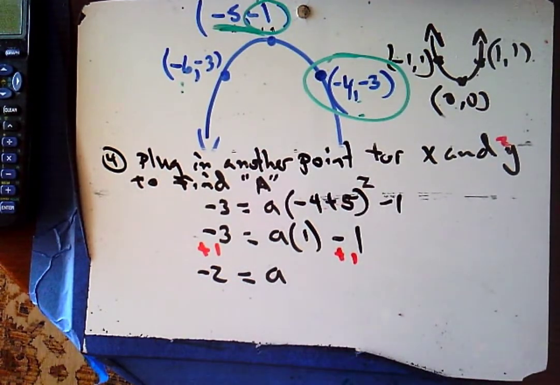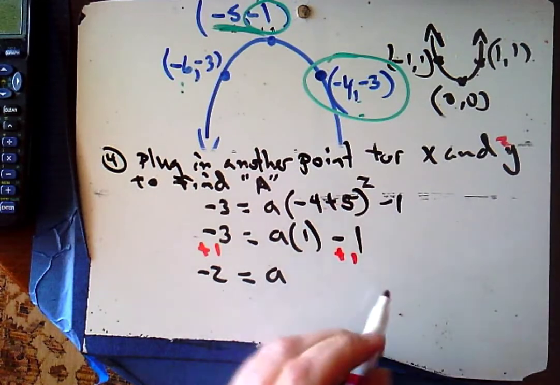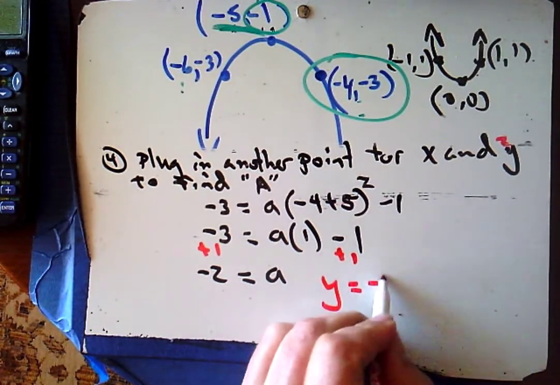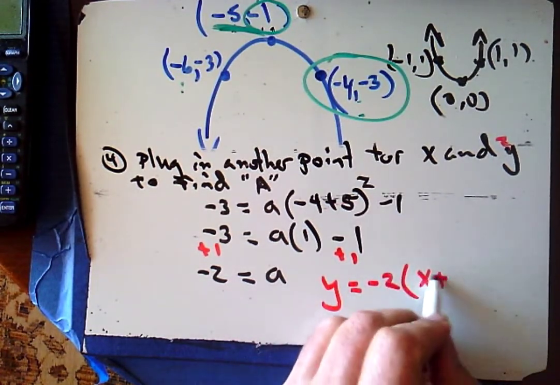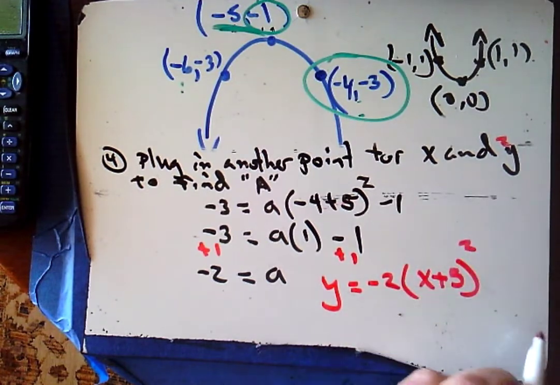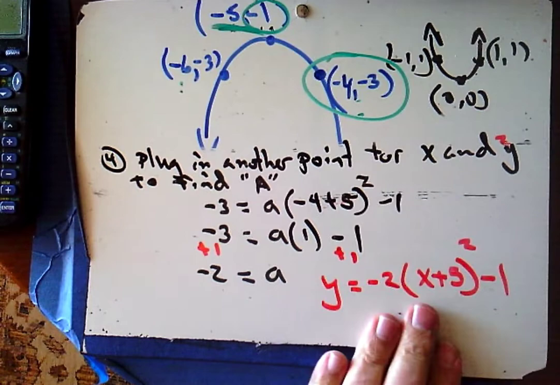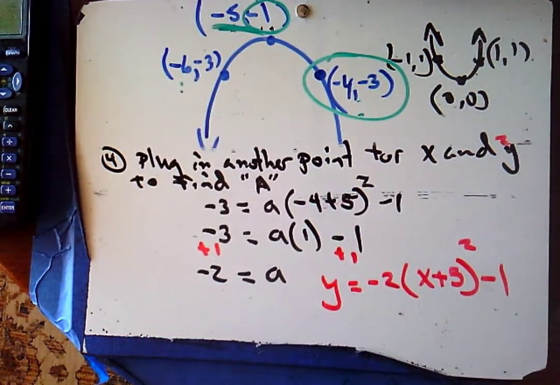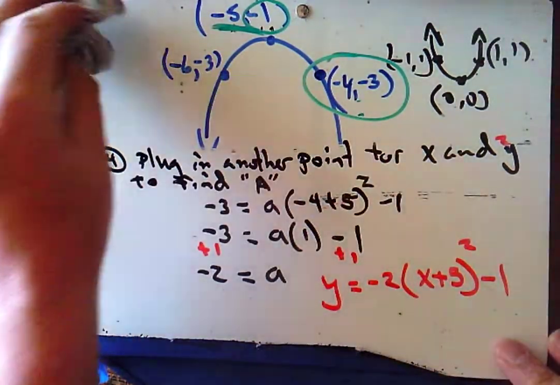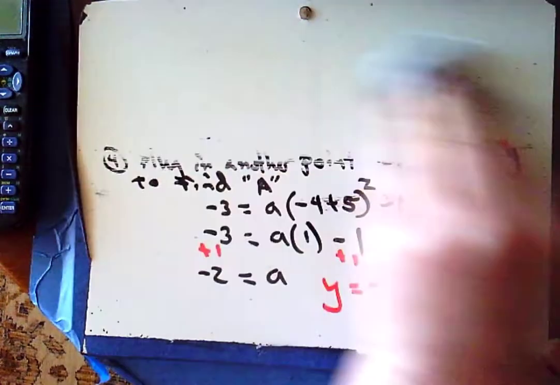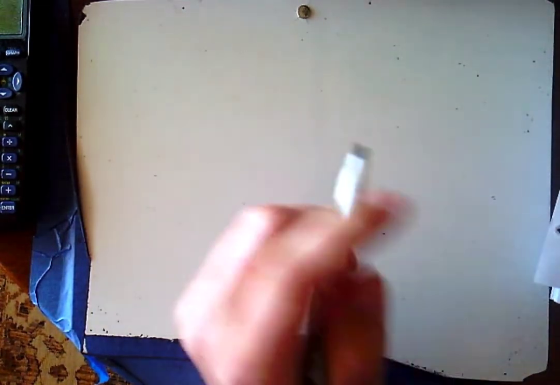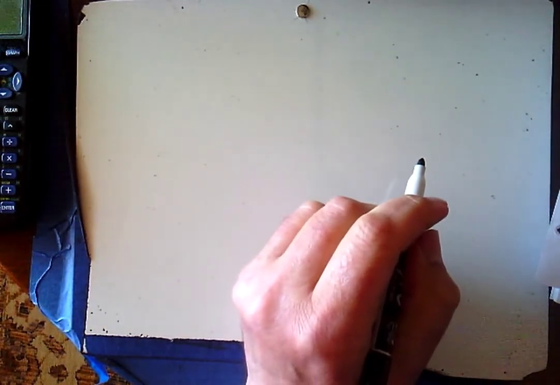So I can put this all together now for the equation y equals negative 2 times (x plus 5) squared minus 1. There's the equation for that parabola. Okay? So now that we've reviewed how to do this, let's have you try some more. How about we'll start with this one.